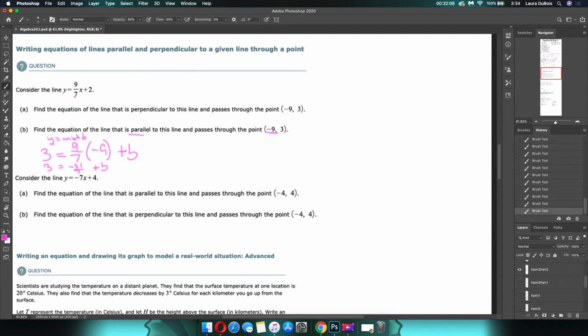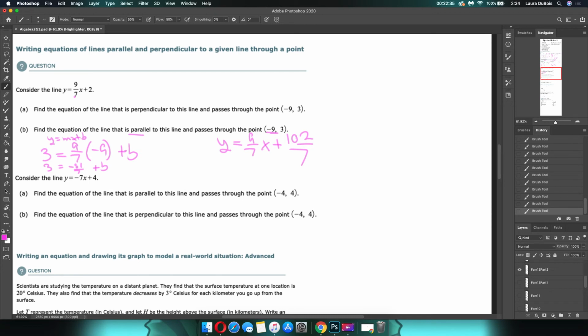So 3 times 7 is 21. 21 plus 81 is 102 over 7. I'm not even going to try to figure that out. So y equals 9 over 7 x plus 102 over 7. What a god-awful mess that is. Isn't that annoying? But, I mean, all of it is work we've been doing for like a billion topics now. I'm how many minutes in and we've been doing the same thing over and over?